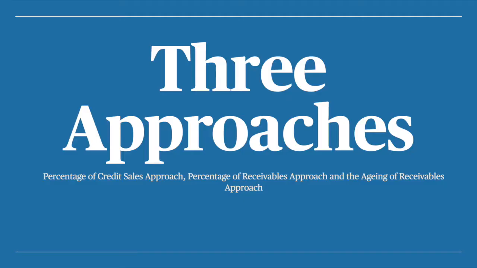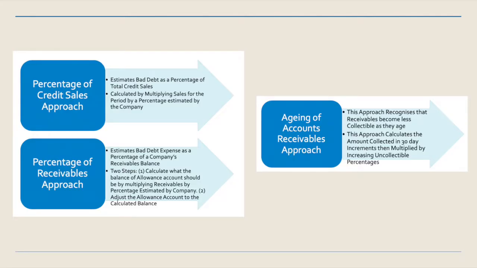Further, there are three approaches used in determining the allowance for receivables. The percentage of credit sales approach estimates bad debt as a percentage of total credit sales. It is calculated by multiplying credit sales for the period by the percentage of receivables uncollectible estimated by the company.